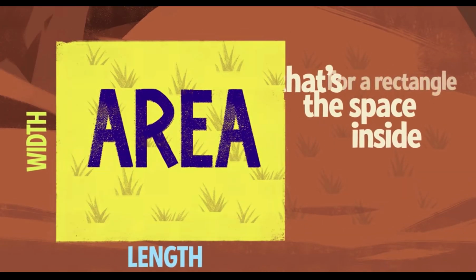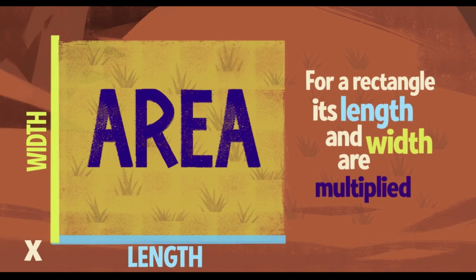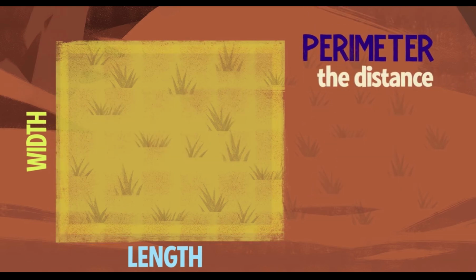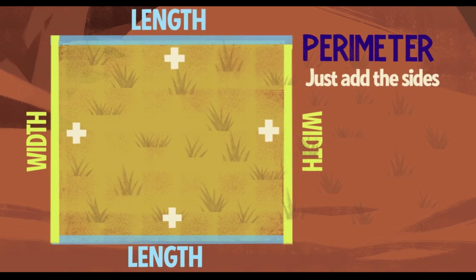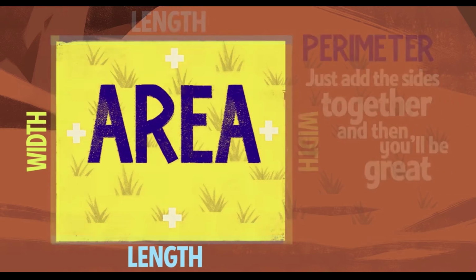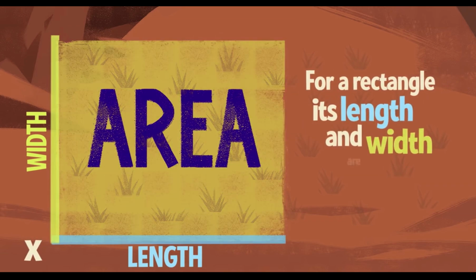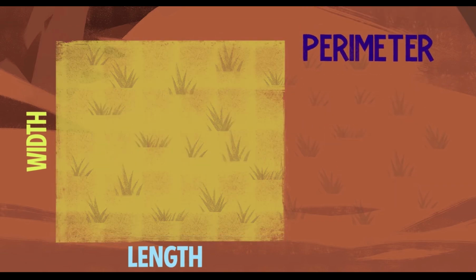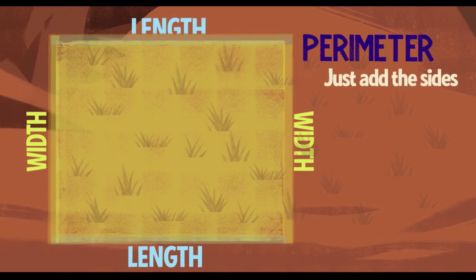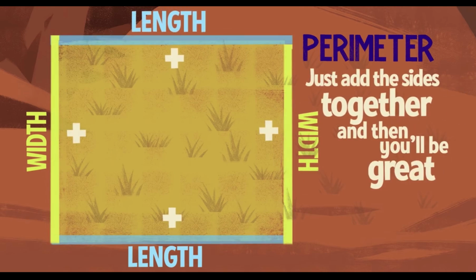That's the space inside. For a rectangle, its length and width are multiplied. Perimeter, the distance around the shape. Just add the sides together and then you'll be great with the area. That's the space inside. For a rectangle, its length and width are multiplied. Perimeter, the distance around the shape. Just add the sides together and then you'll be great.